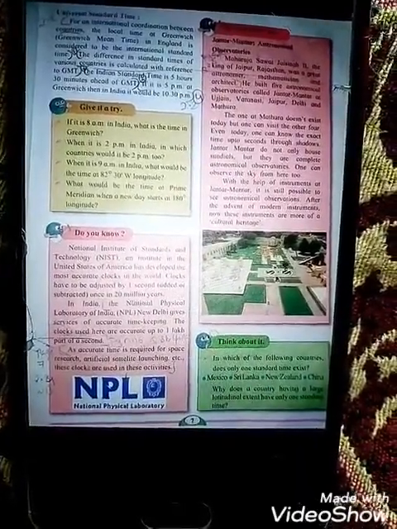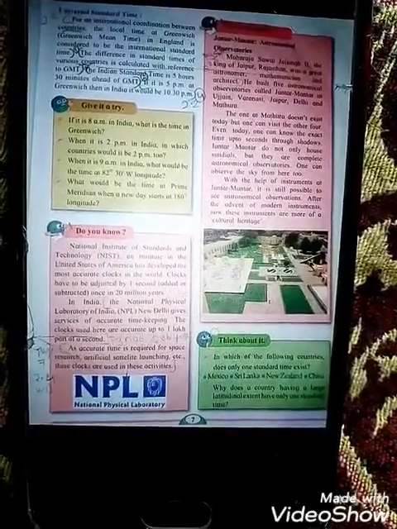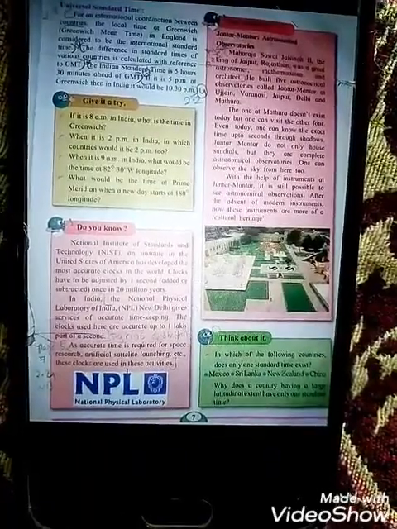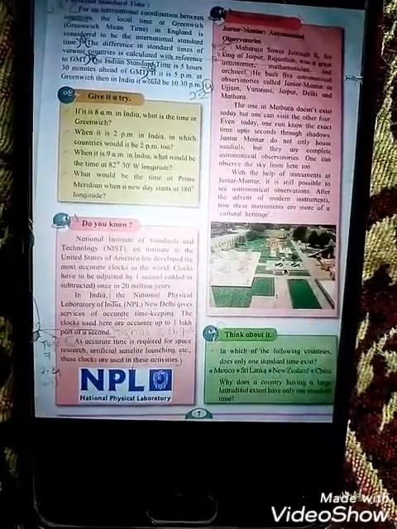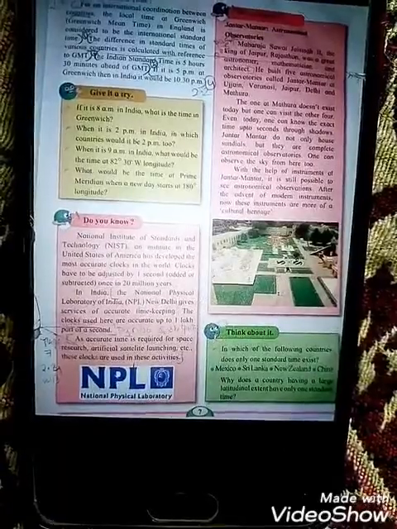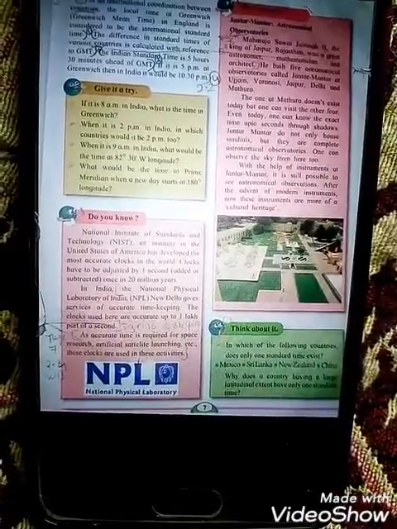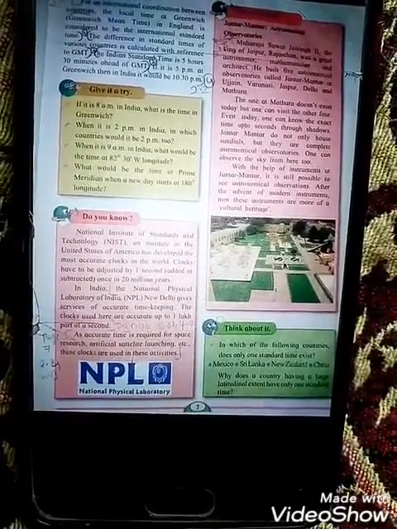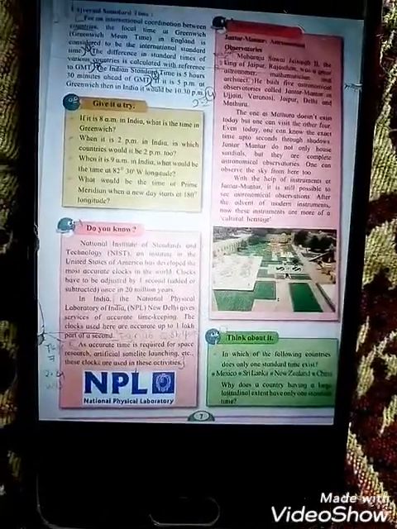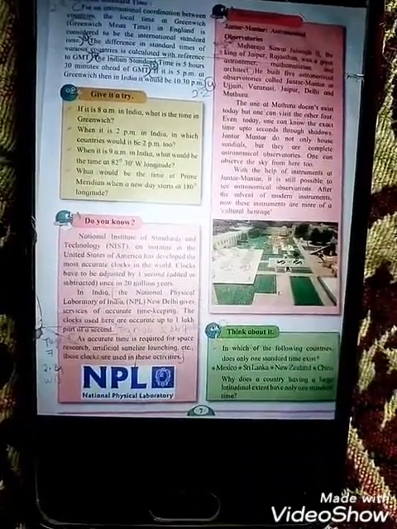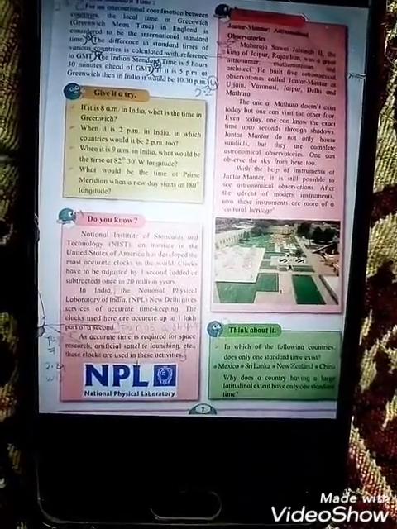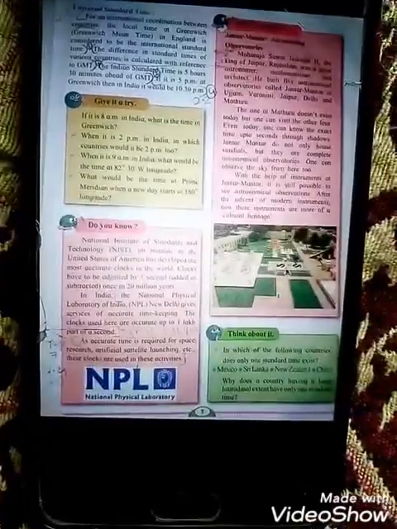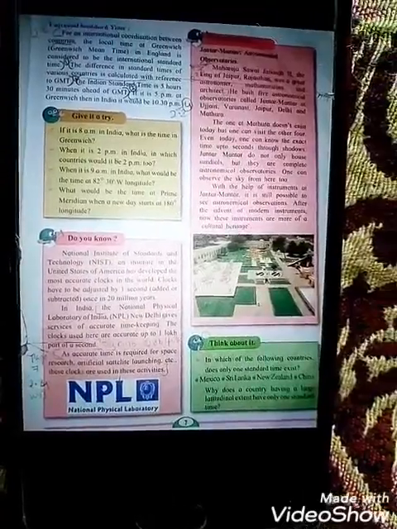In India, the National Physical Laboratory of India, that is NPL, New Delhi, gives a service of accurate timekeeping. The clock used here is accurate up to 1 lakh part of a second, and accurate time is required for space research, artificial satellite launches, etc. These clocks are used in this activity. Scientists making space research need accurate time, and that is NPL, the National Physical Laboratory of India.